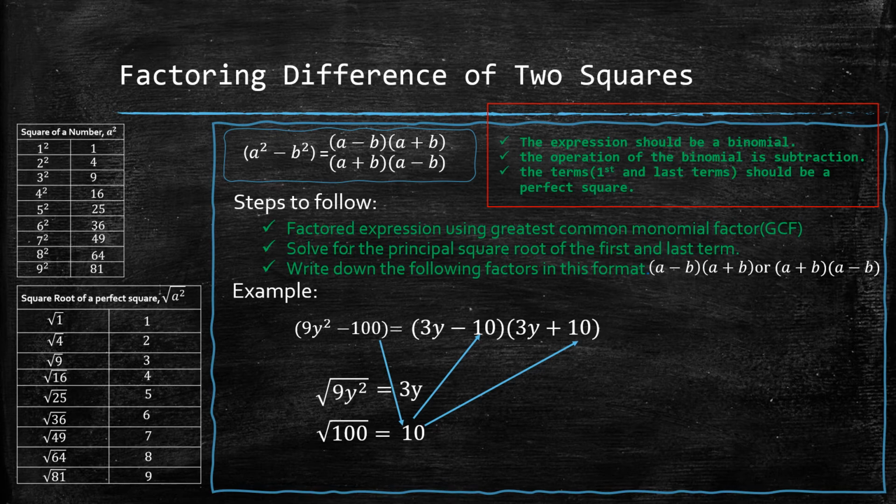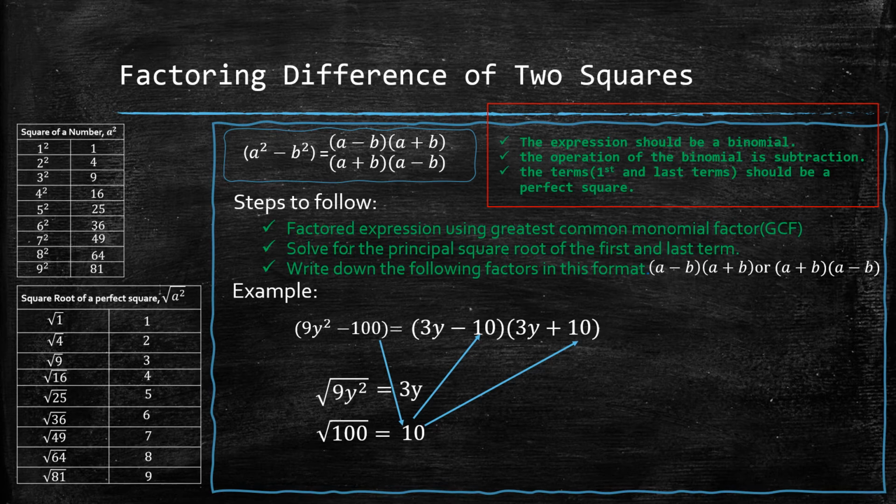Okay? So, that's why I told you earlier, it is important na familiar ta sa square root o sa perfect square. Kasi all you have to do is to identify if it is a perfect square. And after nato ma-identify if it is a perfect square, we have to get the square root of that perfect square and arrange that one in a minus b, a plus b format.